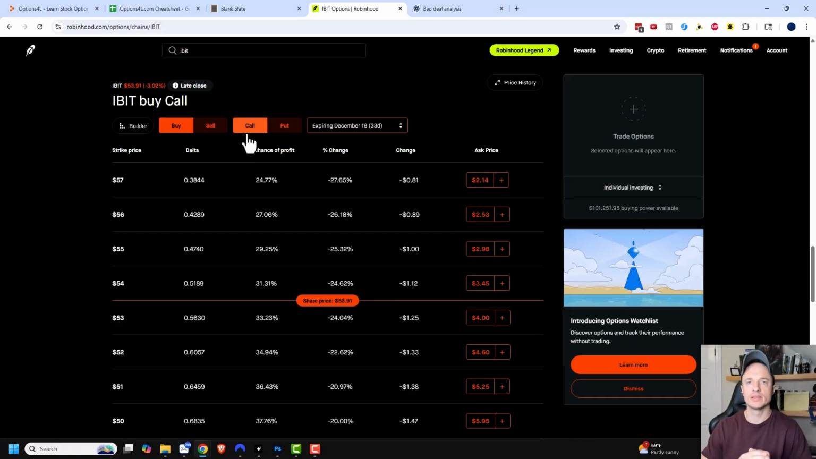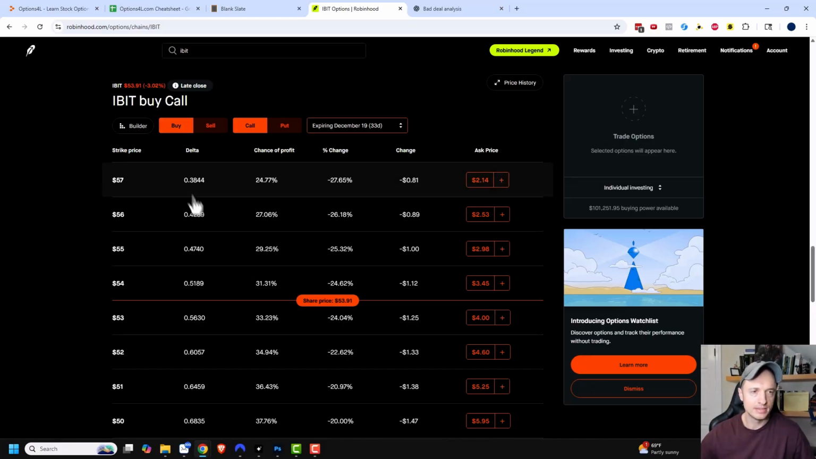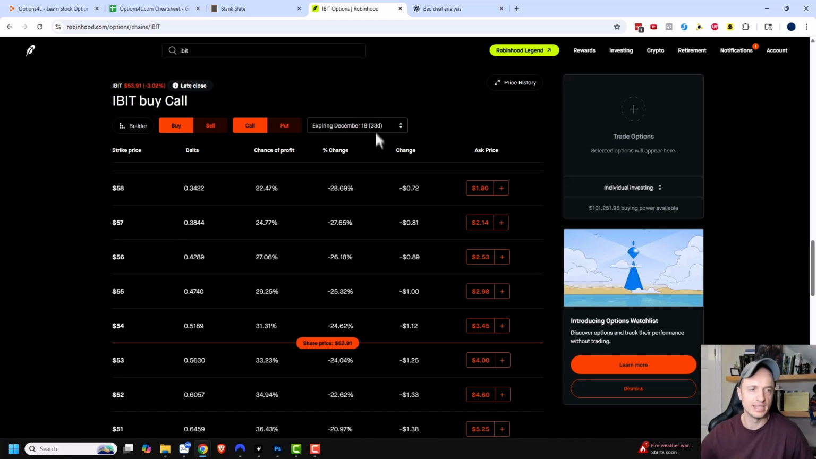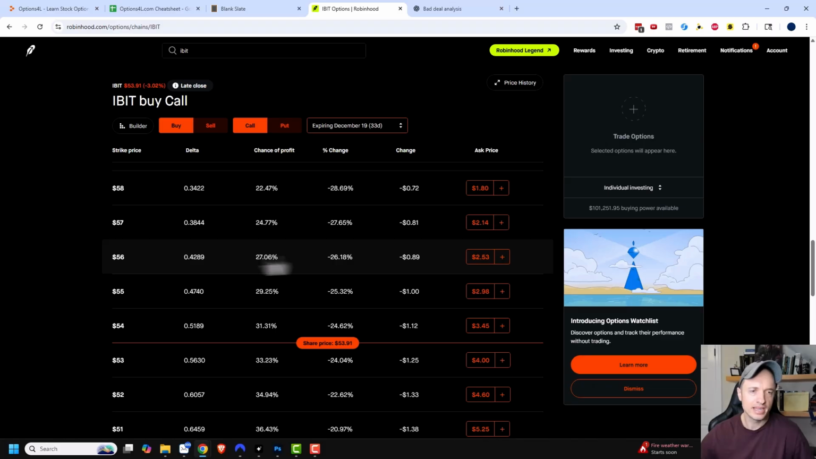So in this case, we want the stock to go up in price. And so the first leg we're going to buy is the long position. Let's choose a strike price that I think IBIT's going to hit by December 19th, so 33 days from now. The current price is $53.91, and I'm thinking that it's going to bounce back up, and I feel pretty confident that it's going to hit the $56 mark by December 19th.